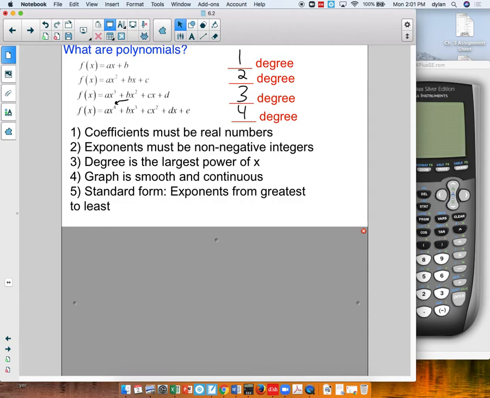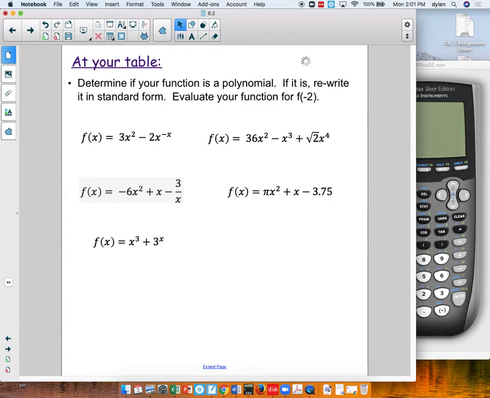So let's look at a couple examples together, just to remind ourselves what is and is not a polynomial. It would be good for you to take a glance at these 5 functions right now and see if you can decide for yourself which ones are polynomials and which ones are not, and then resume the video when you're done with that.